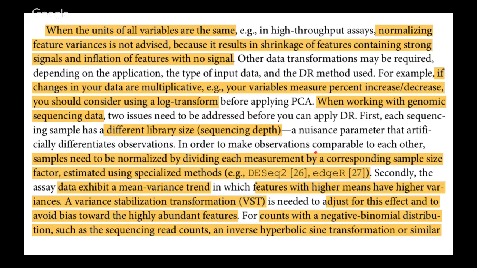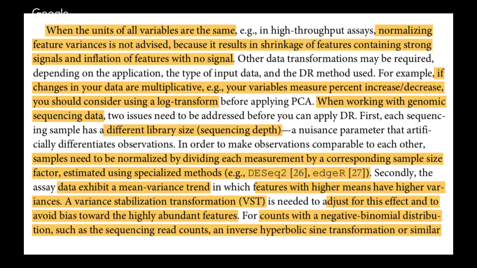So in order to make observations comparable to each other, samples need to be normalized by dividing each measurement by a corresponding sample size factor, estimated using specialized methods. And the 2 that they mention here are DESeq and edgeR. DESeq and DESeq2, the implementation of DESeq2, is probably the most common one, and edgeR also has some use cases that are useful, and sometimes running both and comparing is probably the best approach between one and the other.